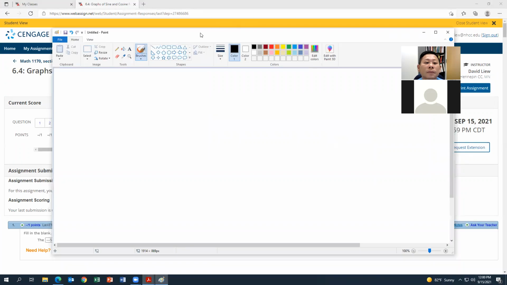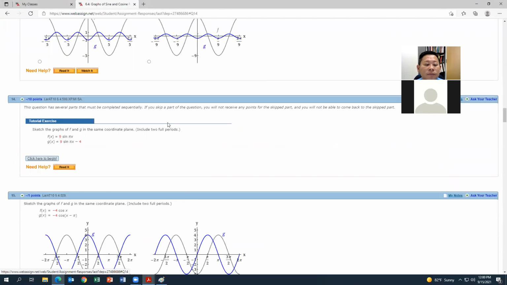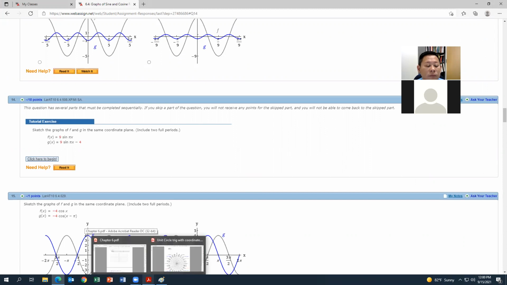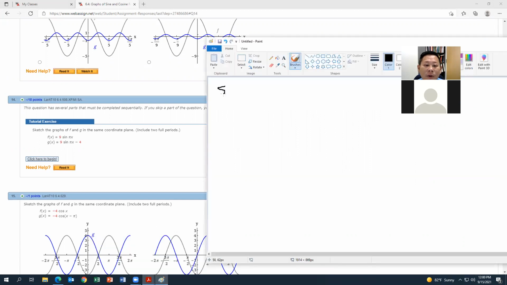For question 14, when you want to find the endpoints, the starting point and the endpoint, it says to put it in interval notation. I'm kind of confused on what they mean by that. Yep. Remember last time, when you start at the starting point and the end point, we always use bx minus c, right? Because this is a sine or cosine function, we start at 0 and end at 2 pi.